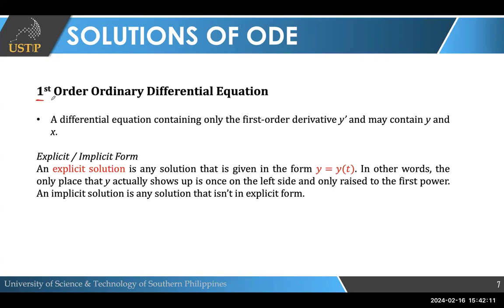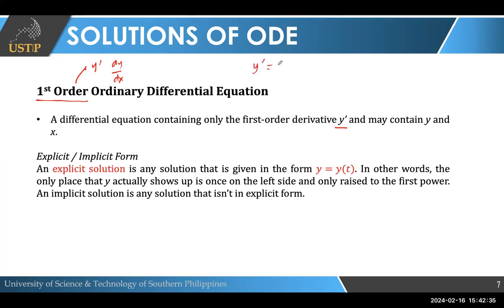If it is first order, that means the only derivative present in your DE is y prime. There is no y double prime or y triple prime. The highest derivative in that differential equation is y prime only, or dy over dx. Okay? So it is a differential equation containing only the first order derivative y prime, and it may contain y and x. That is what I emphasized last meeting.